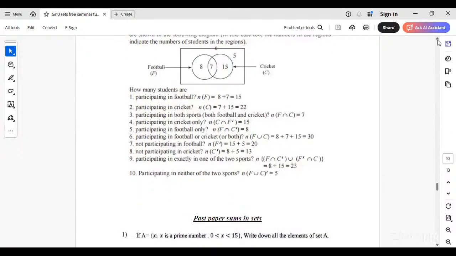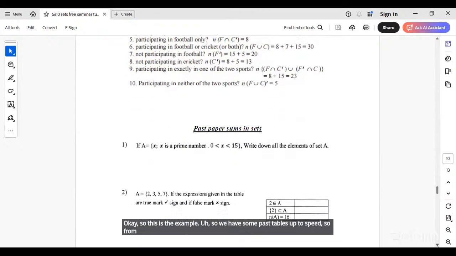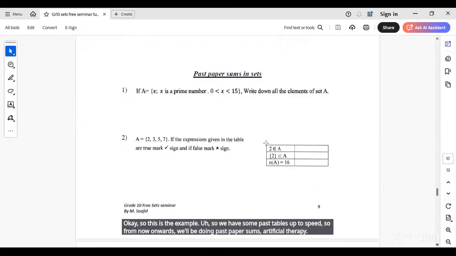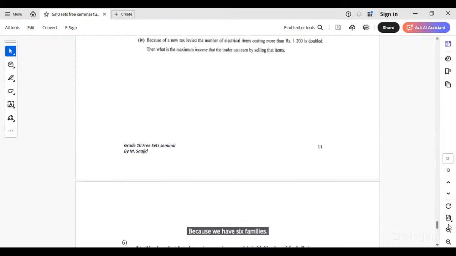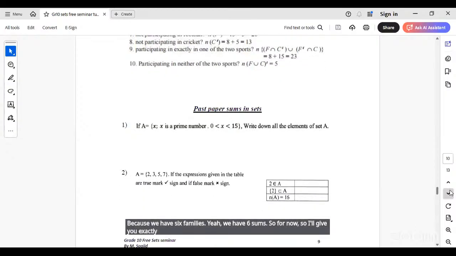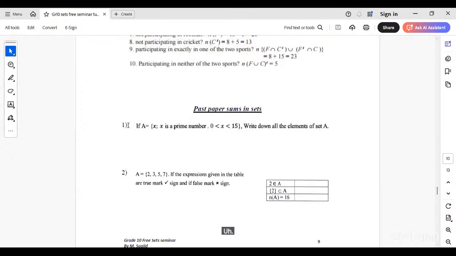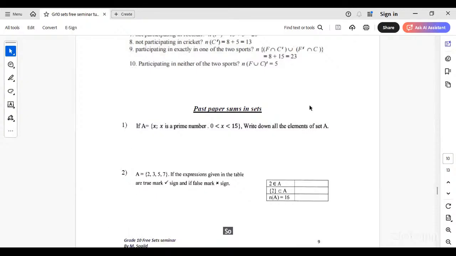Okay, so this is the example. Now we have some past paper sums. From now onwards, we'll be doing past paper sums until 12:30. First of all, try the first question and the second question only, because we have 6 sums. I'll give you exactly 10 minutes to do the first two. By 11:40, I'll be discussing the first and second, and then we can go over the third, fourth, fifth, and sixth. Okay, start these two.